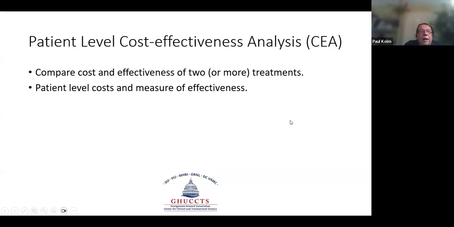So I'm going to give an example that we did some time ago of cost-effectiveness analysis. And this is one area where the probabilistic sensitivity analysis is really useful. And so we're going to compare the cost and effectiveness of two treatments, or maybe more. And we have both patient-level costs and patient-level measures of effectiveness.